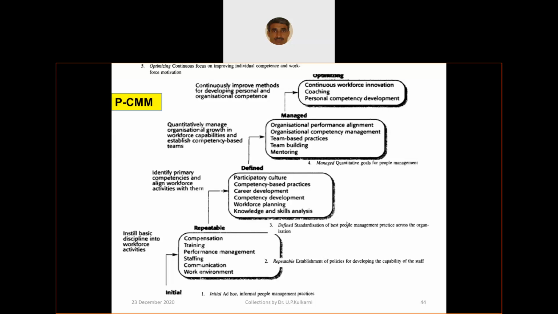You try to remember all these things. And what happens during all these things? So when you try to define the things across the different departments at the organization level, what is required is participatory culture, competency based practices, career development, competency development, workforce planning, and knowledge and skill analysis that we are doing at organization level.